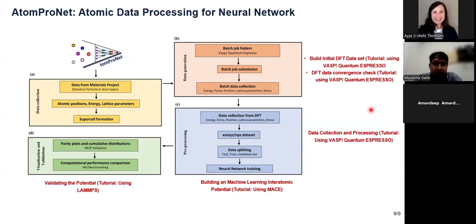There are 4 modules. The first one is we'll download the structure, then we'll submit some job, DFT job. Then we'll check the convergence, if the jobs are well minimized or not. After that, we'll collect those data, information like energy, forces, position, lattice parameter, and stresses. Once we do this, we'll build the interatomic potential using MACE, and then we'll try to validate and see how the results look like. I'll stop my presentation here.